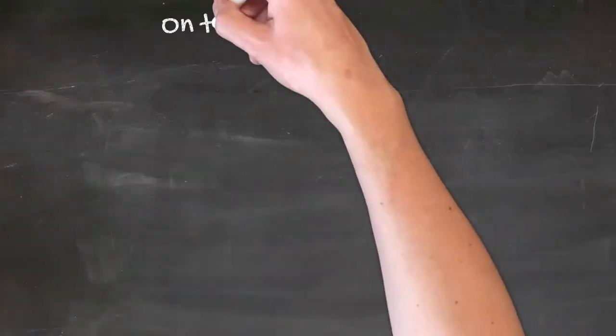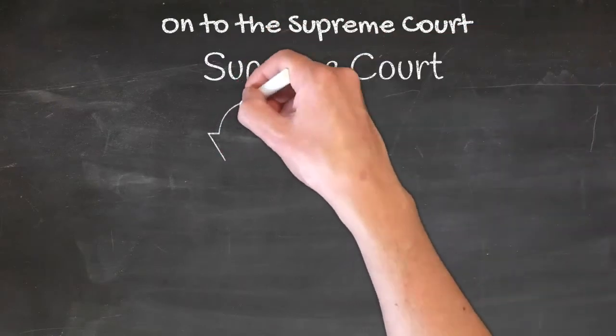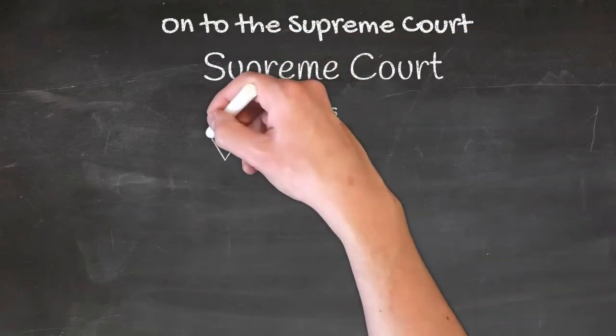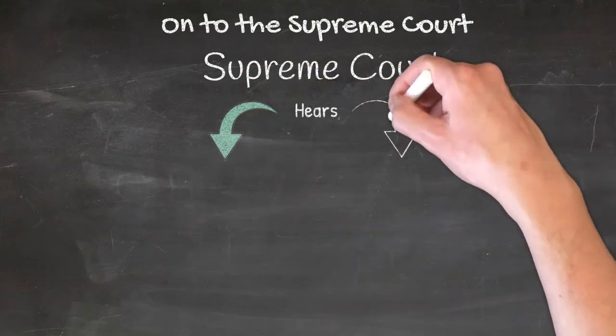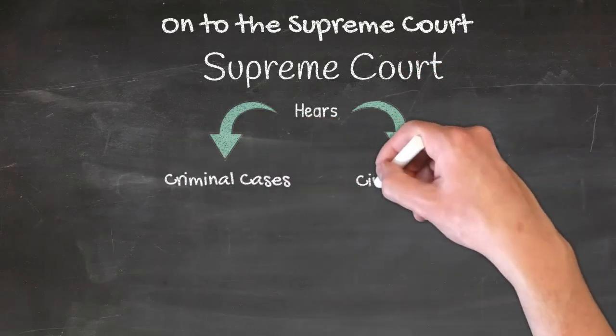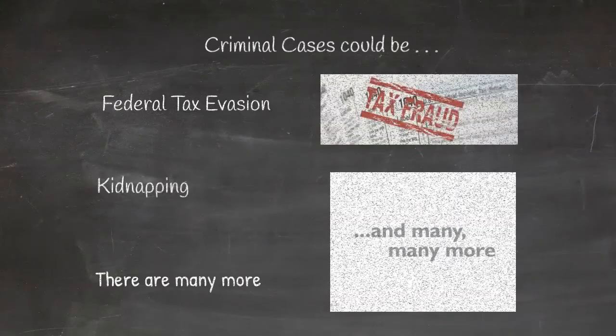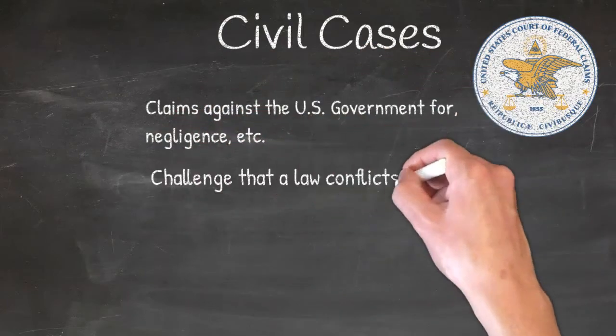The United States Supreme Court hears cases from criminal cases to civil cases. The Supreme Court does not have to hear a case. If the Supreme Court does decide to hear a case, it will either be civil or criminal. A criminal case could be federal tax evasion or kidnapping. Civil cases could be claims against the United States government and cases involving constitutional rights.